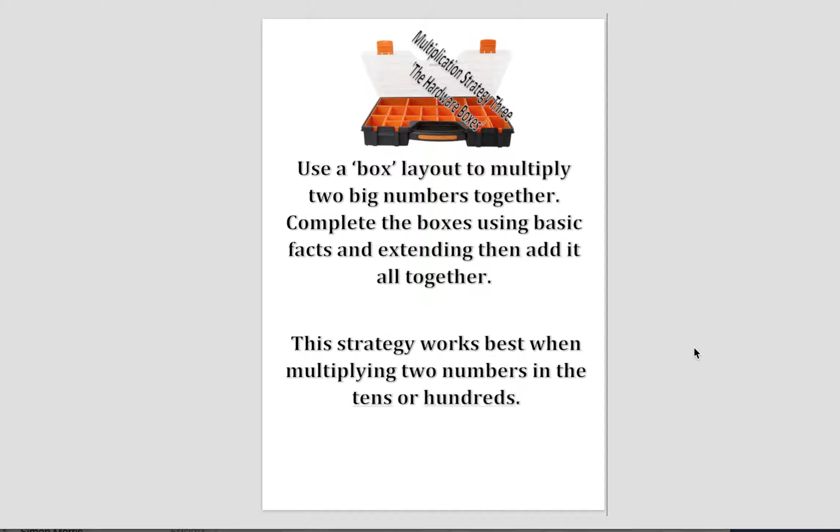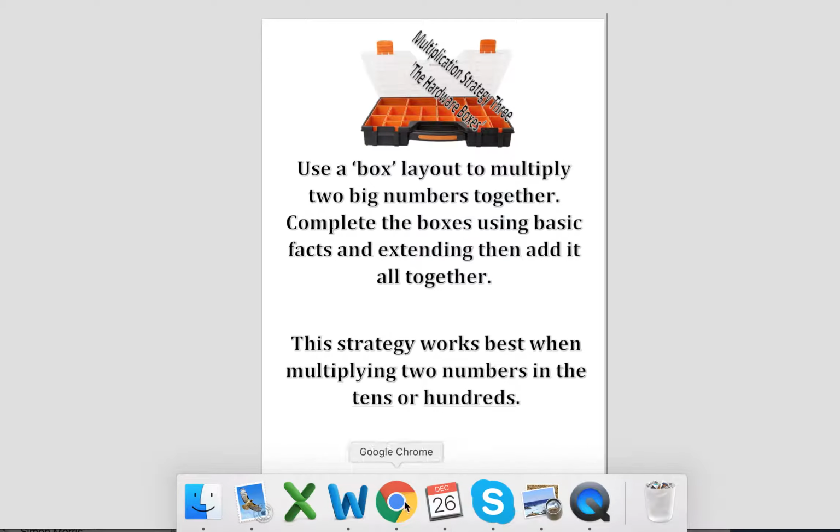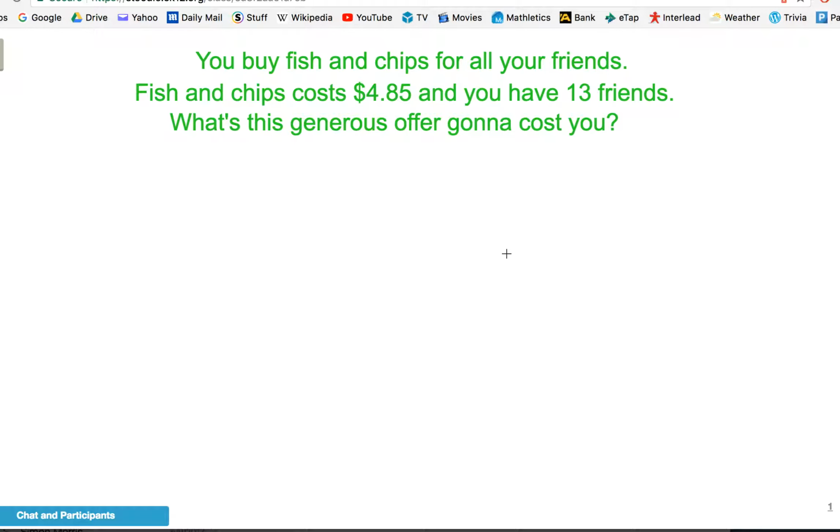Multiplication strategy 3, the hardware box. You use a box layout to multiply two big numbers together. You complete those boxes using basic facts and extending, or indeed unextending if necessary. This strategy works best when multiplying two numbers in the tens or hundreds, or two numbers that have got tenths or hundredths in them. In this case, we're going to be looking at this example.